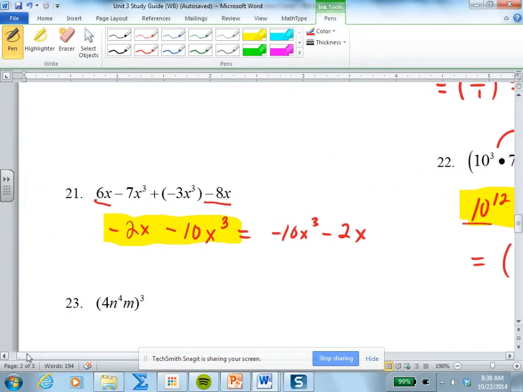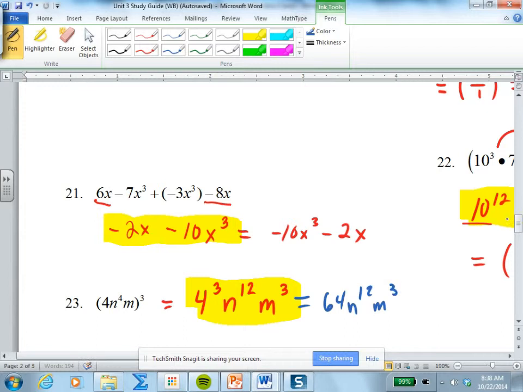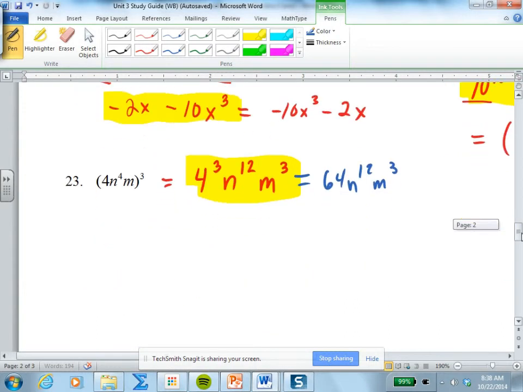Next one, another power rule one. That's going to be 4 to the 3rd, which it's not unreasonable to evaluate, n to the 12th, m to the 3rd. And what is 4 to the 3rd? 64. So 64 n to the 12th m to the 3rd. Everybody okay there?